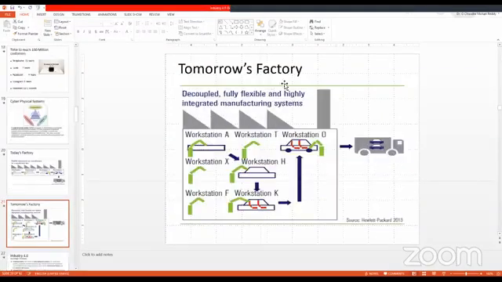If you see tomorrow's factory, it is completely decoupled, fully flexible, and a highly integrated manufacturing system. They can go depending on the type of the product. The sequence depends on the product. It will go in any fashion, A to H, H to K, or X to H to T, any direction depending on the sequence which is required.